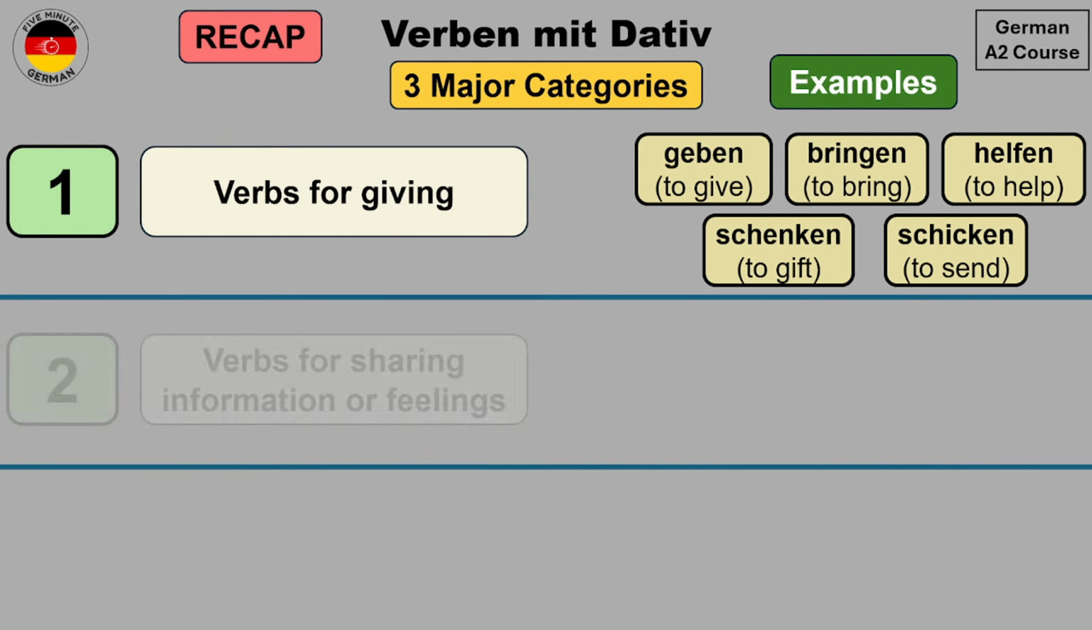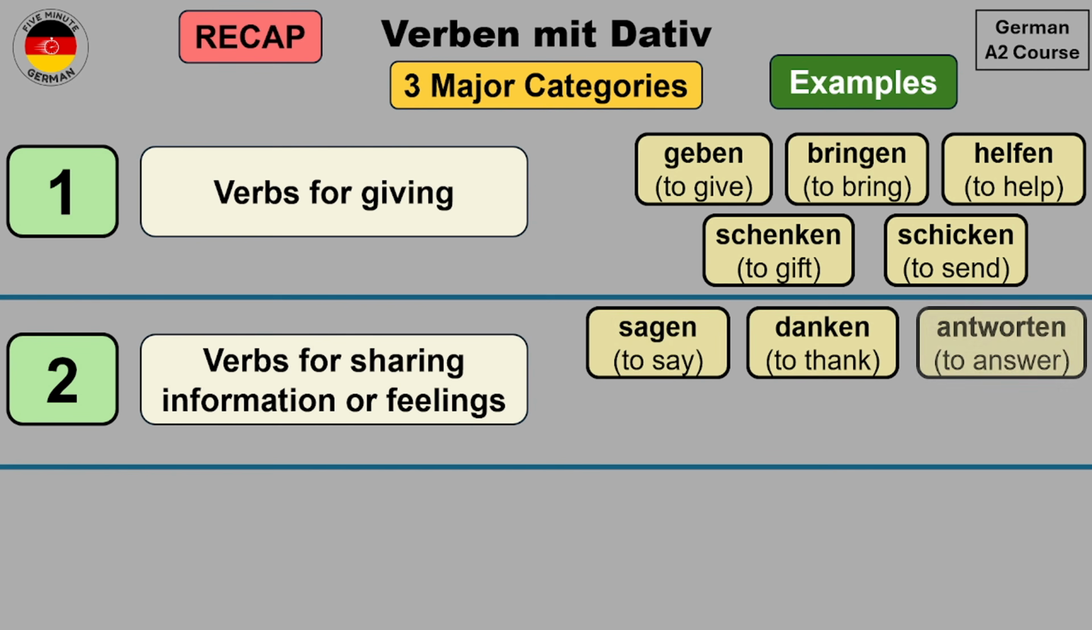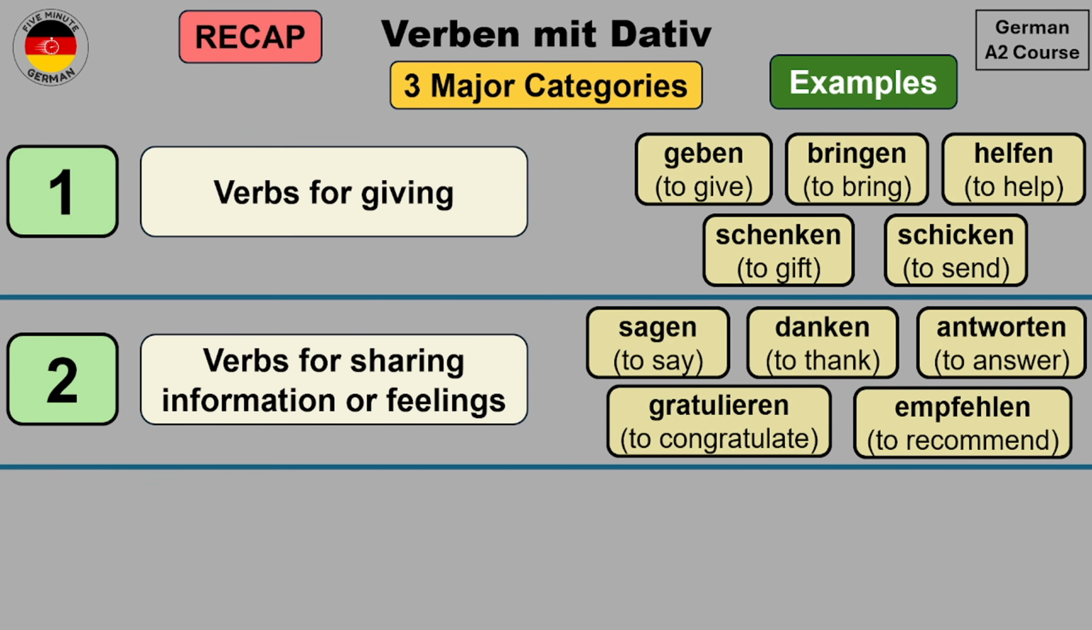The second category of verbs are the verbs for sharing information or feelings. Some examples of these verbs are sagen, which means to say, danken, which means to thank, antworten, which means to answer, gratulieren, which means to congratulate, and empfehlen, which means to recommend.